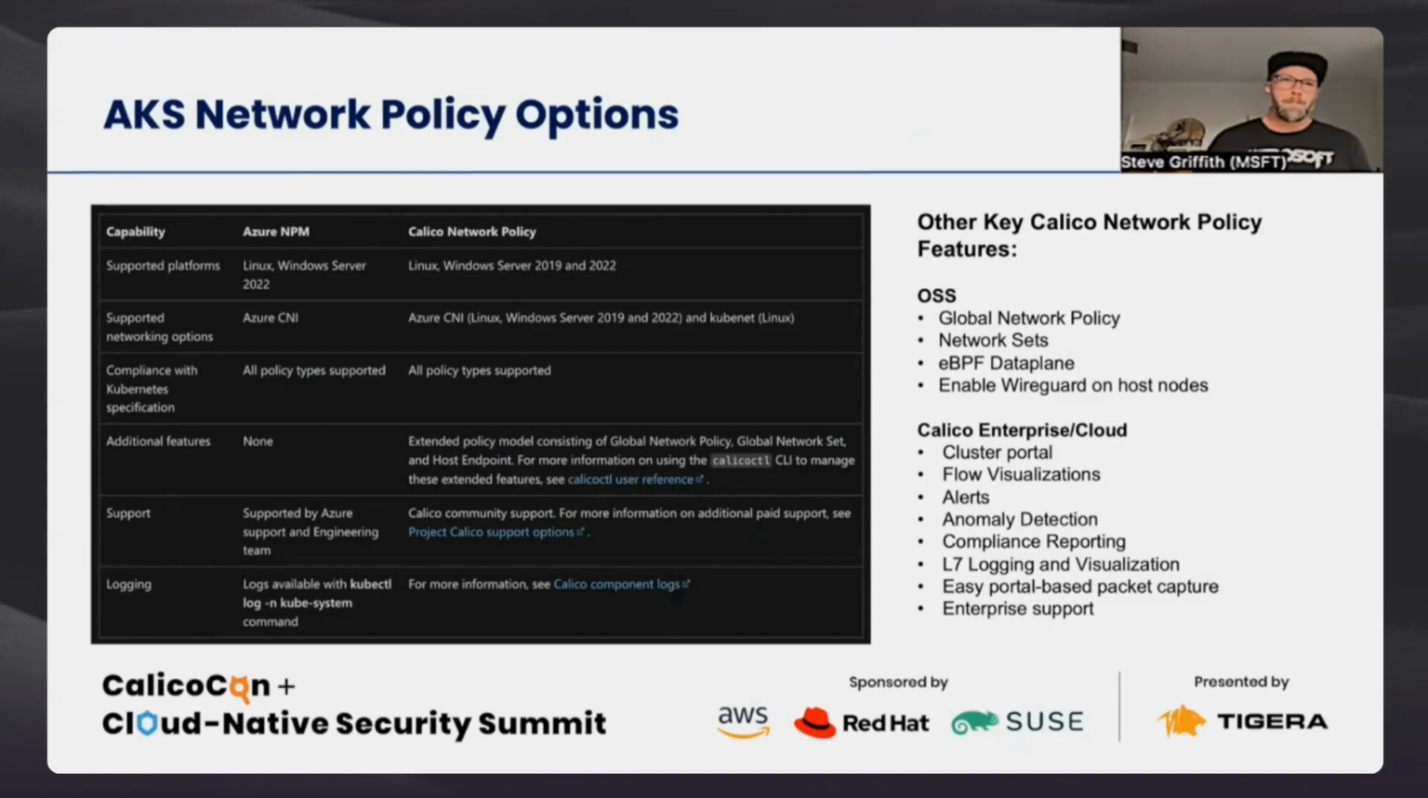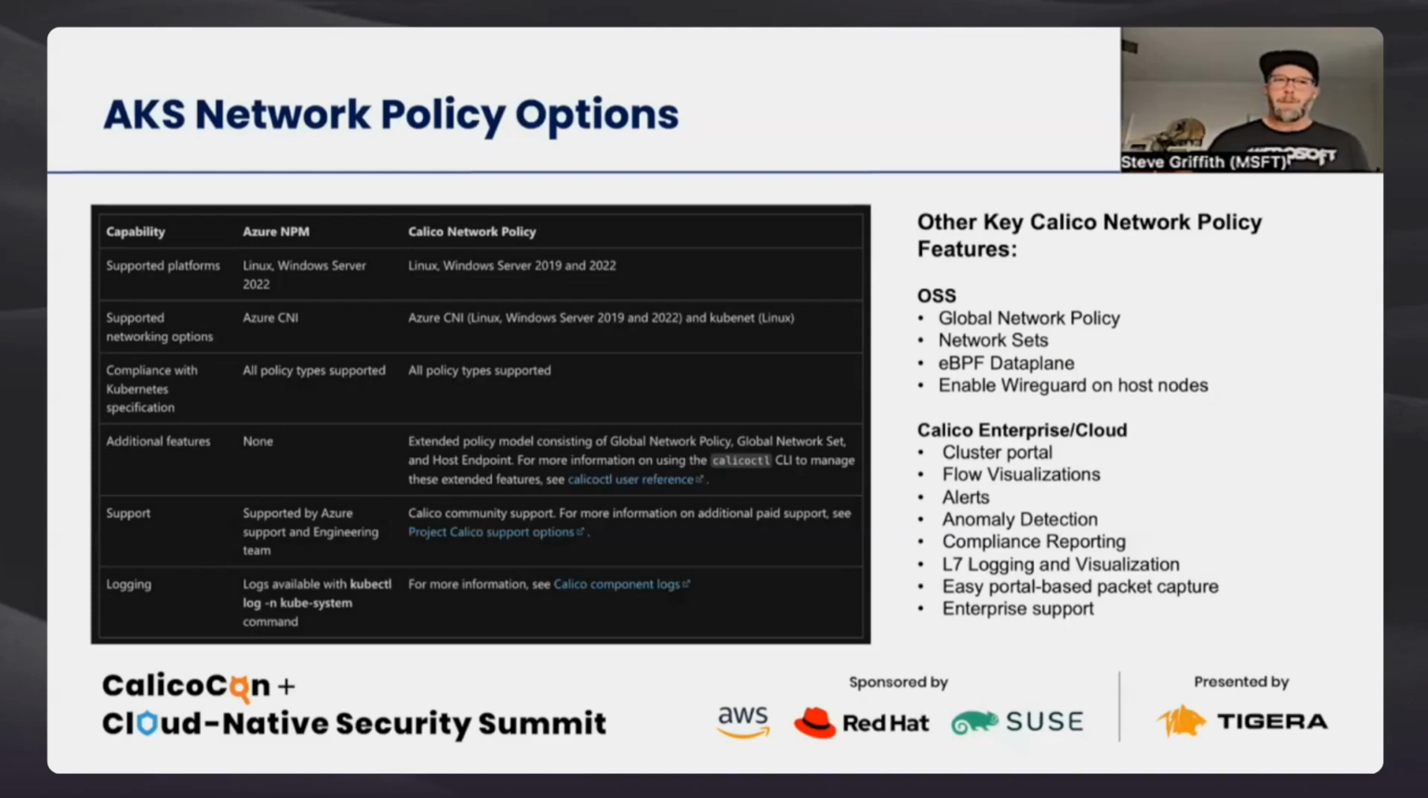So, network policy options. When you look at the supported platforms for these options, the first one is Azure Network Policy, and the second is Calico Network Policy. For Azure Network Policy, the supported platforms are Linux and Windows Server 2022. Whereas for Calico Network Policy, you have Linux, Windows Server 2019, and 2022. So a bit broader support on that side.